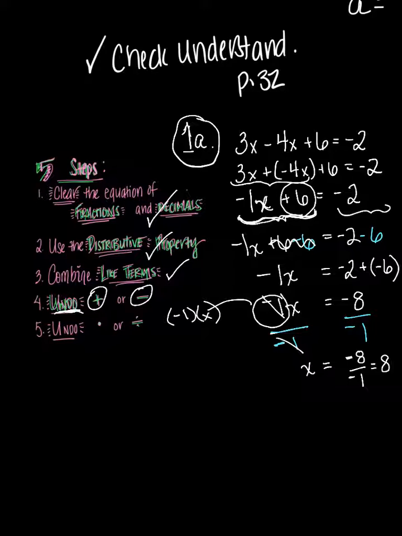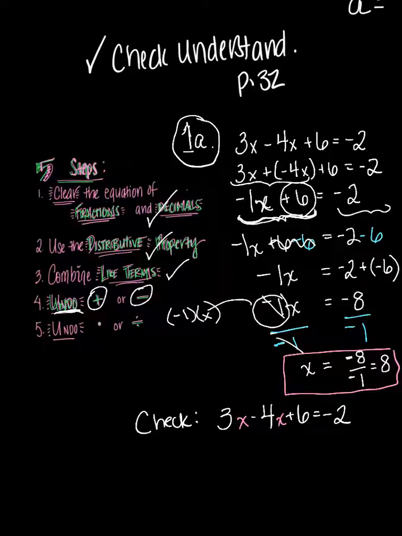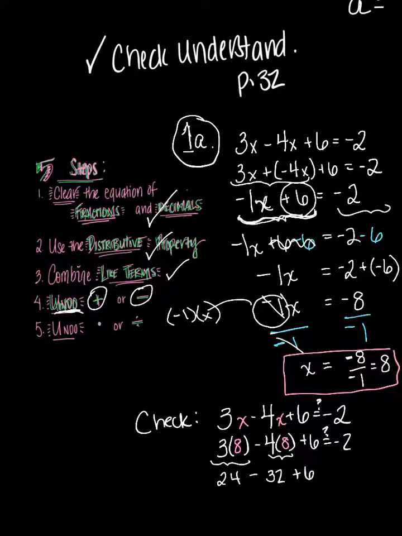All right, let's just check this now really fast. If I want to check my problem, I'm going to plug this x in back in my original problem for everywhere I saw x. It should look something like this. Notice I put a little question mark above my equal sign. This means I'm checking. I don't know for certain it equals -2. I'm checking to see. So now let's solve. 3 times 8 is 24, minus 4 times 8 is 32, plus 6. Does this equal -2? Well, 24 minus 32 is -8, plus 6 equals -2. Yes, it does. My problem works.